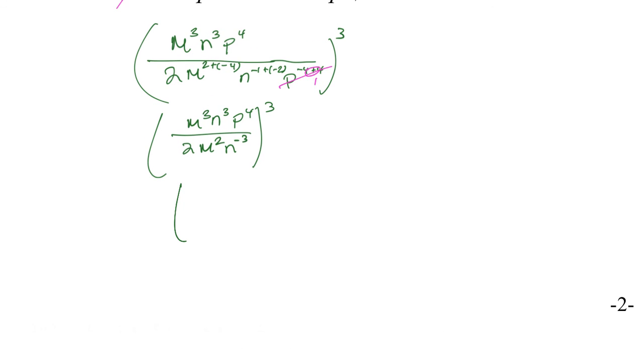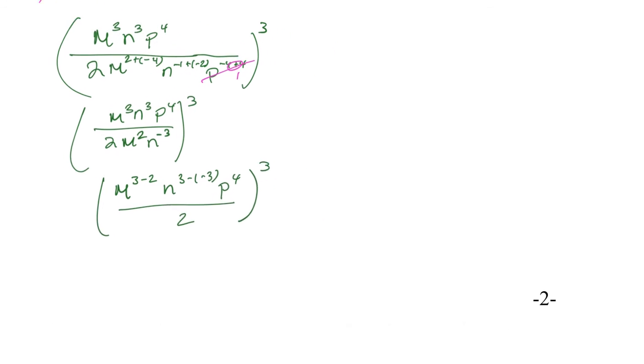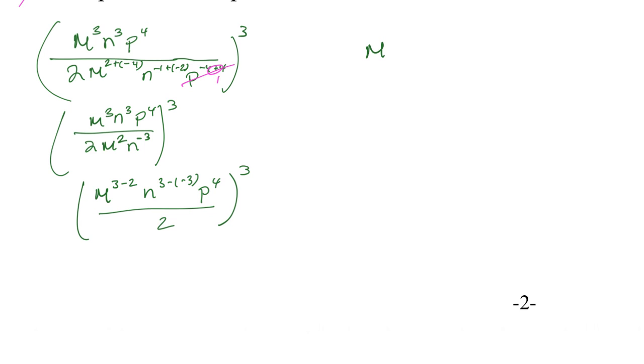Again, I'm still simplifying. I'm going to simplify wherever is my highest exponent. So for m is 3 minus 2, n is 3 minus negative 3. And then p to the fourth, we don't have where to combine it, and I'm going to keep that 2 here. So I get m to the 1, and 6, again, this is plus, and then p to the fourth divided by 2 cubed. And now I'm going to apply that cube.